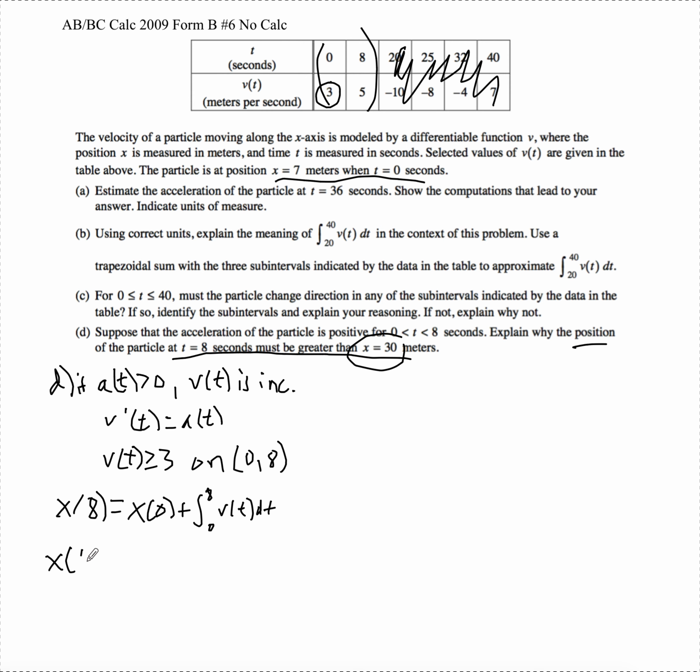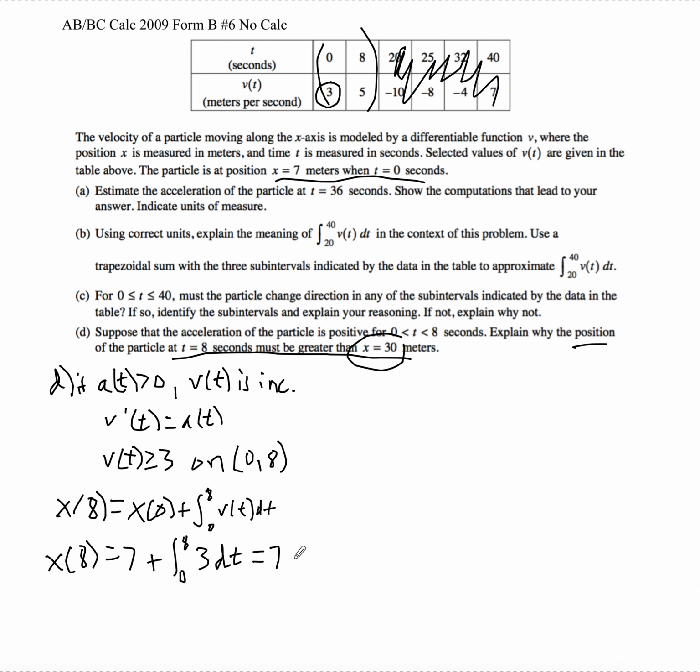So let's see what we can do. I know x of 0 is 7 plus the integral from 0 to 8. Well, what do I know about velocity? I don't really know, but I know that if this thing was moving as slow as it could, it's got to be at least moving 3. Velocity is at least 3 because velocity is increasing this whole time. So let's assume velocity is the smallest thing possible. Let's just assume velocity is 3 and see if we get above 30 meters, because if we do, then great. We definitely hit the 30 meters.